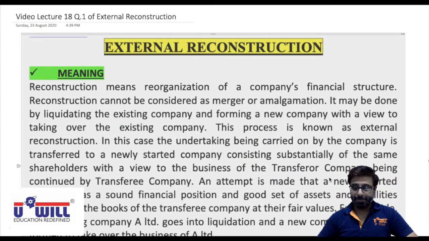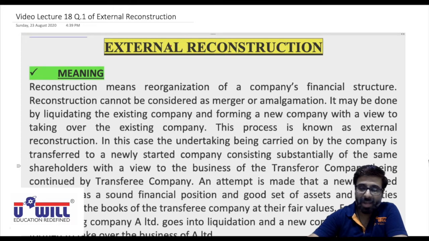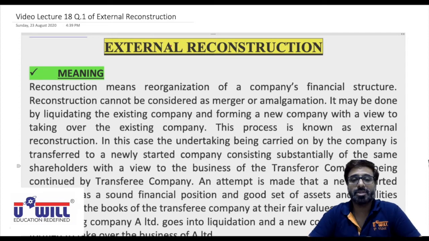Hello everyone. So now we are on to the 18th lecture of amalgamation, and in this lecture we are going to study the topic of external reconstruction. Now, in the very first lecture, if you all remember, we already discussed what is external reconstruction. If you all remember my words, I told you it's an old wine in a new bottle.